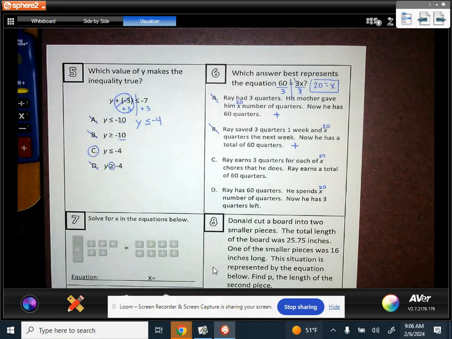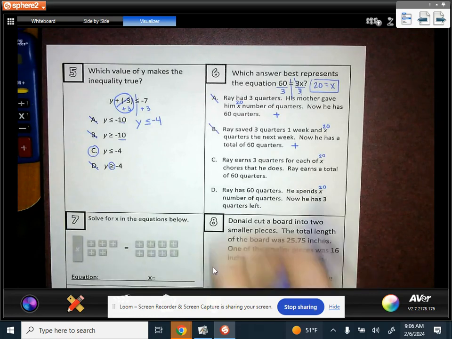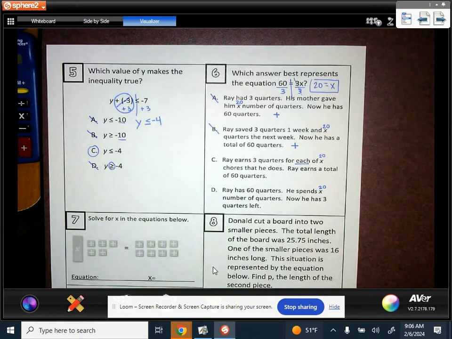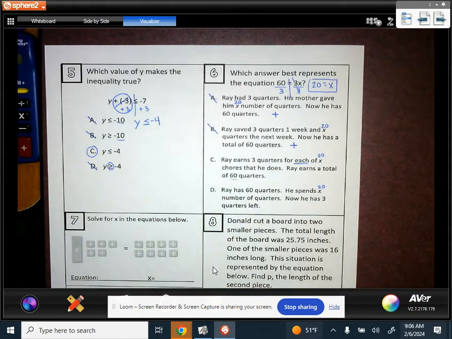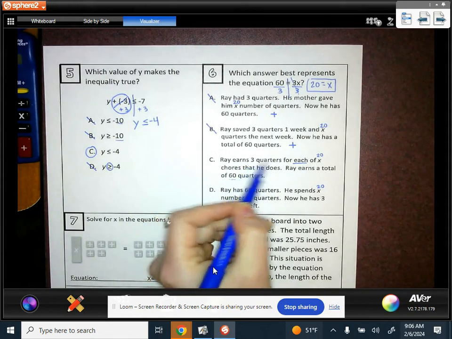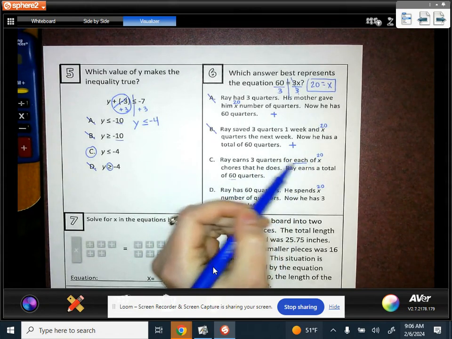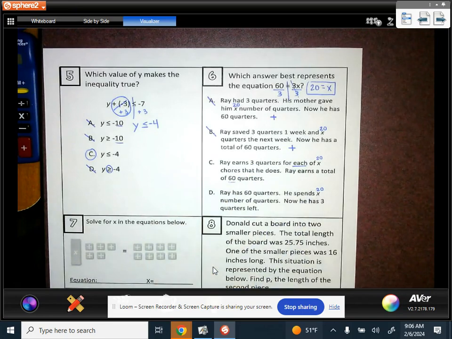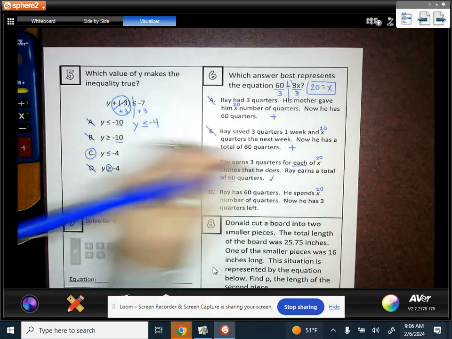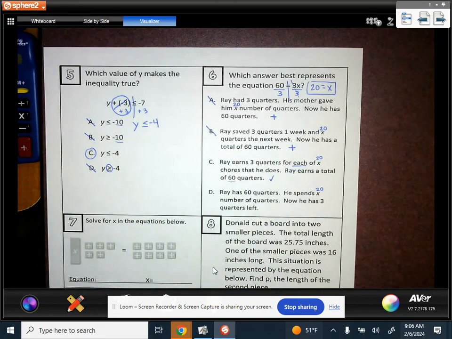So that's not it. Ray earns 3 quarters for each of 20 chores. So first thing is I see the word each. Each can mean multiplication. And then it says he earns a total of 60. It did have a total of 60 in there. So if he earns 3 quarters for each of 20 chores, that would mean 20 times the 3 quarters is going to give him 60 quarters. That sounds good, but I want to read D just in case.